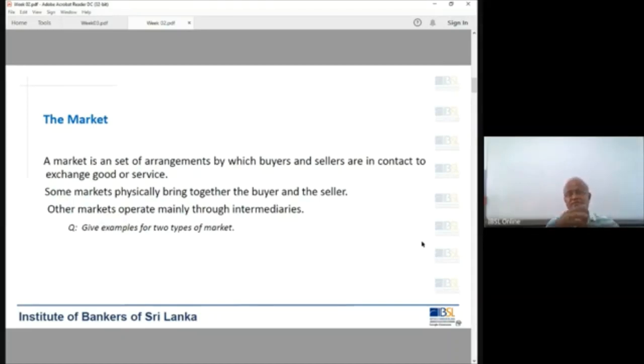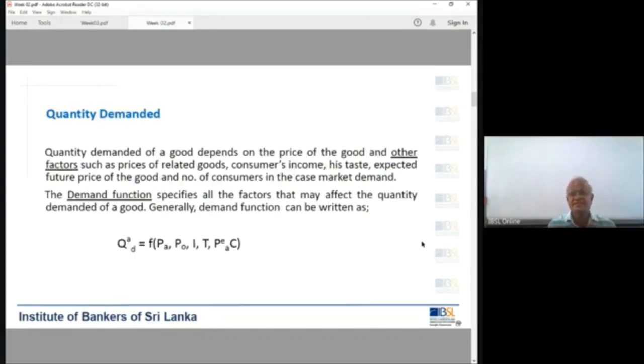The stock market works mainly through intermediaries, maybe banks, primary dealers. Buyer and seller are far away, and the intermediaries link them, with linkages to the financial institutions. That is also financial institutions. Then we discussed the demand side.